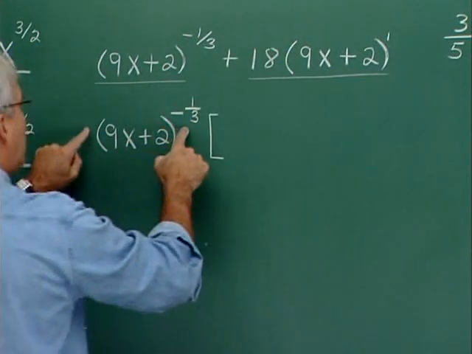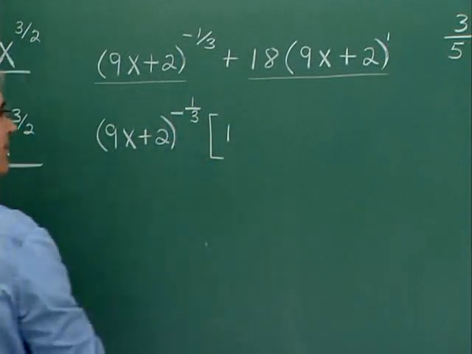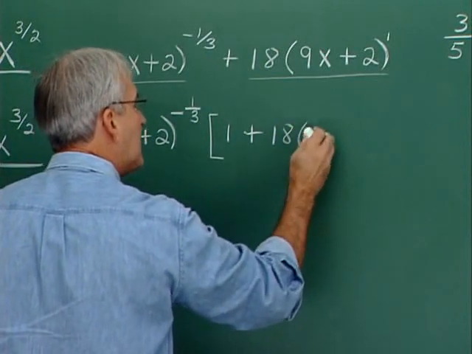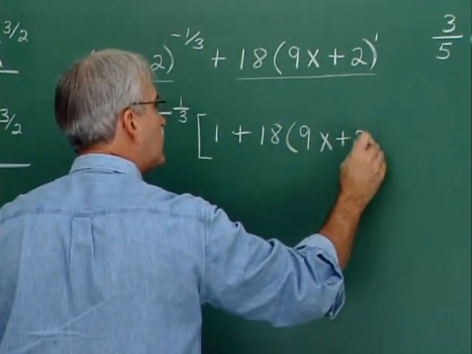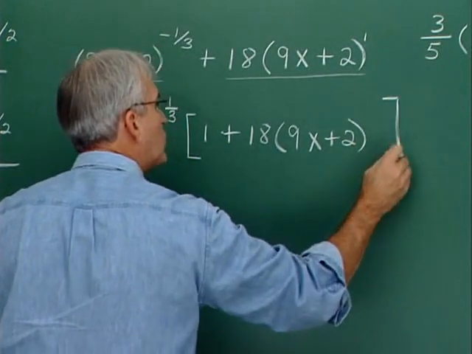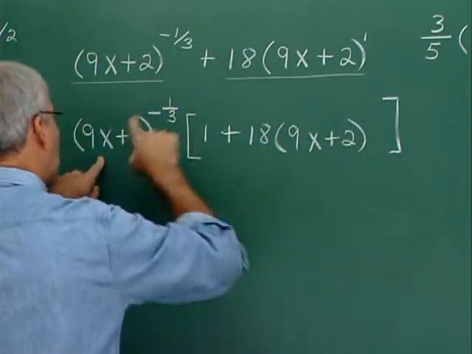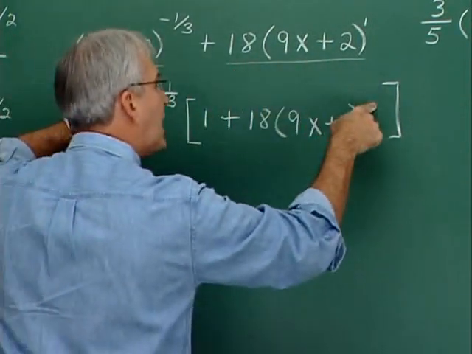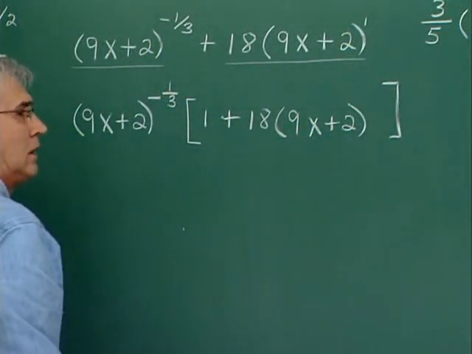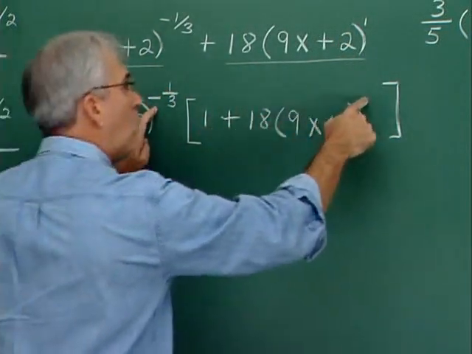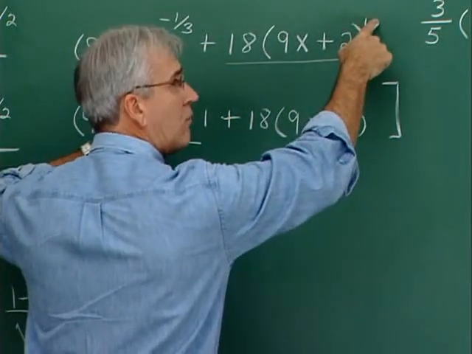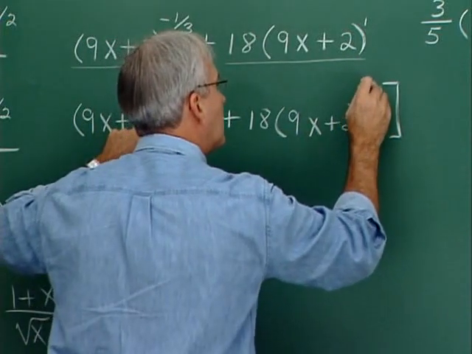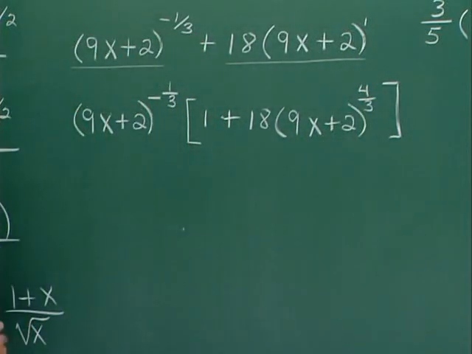Now, when we pull this out of this term, we're pulling everything out, so we're left with 1. When we pull this out of this term, we're left with first 18, and then 9x plus 2 to some exponent, which will, when multiplied times this, cause us to have the 1 up here. So negative 1/3 plus what is 1? Negative 1/3 with 1 and 1/3 would give 1. 1 and 1/3 is 4/3. Okay, so this is what we need.